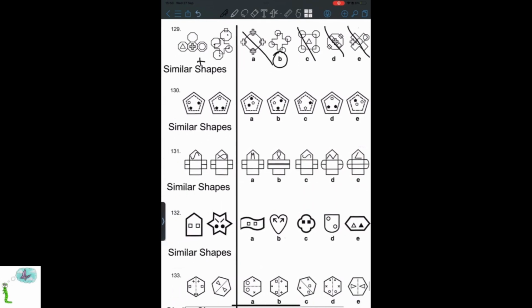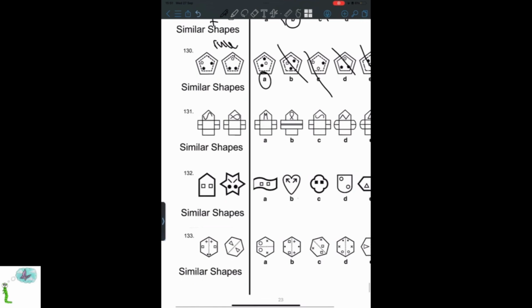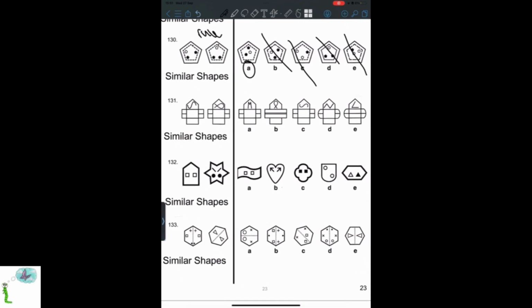Question 130. They have 2 black pentagons and 1 white. So we can cross out C, cross out E. Okay, what other rule can we look for? The dashed lines are the same, so that could be a rule. You can cross out that, and we're left with A. Question 131.